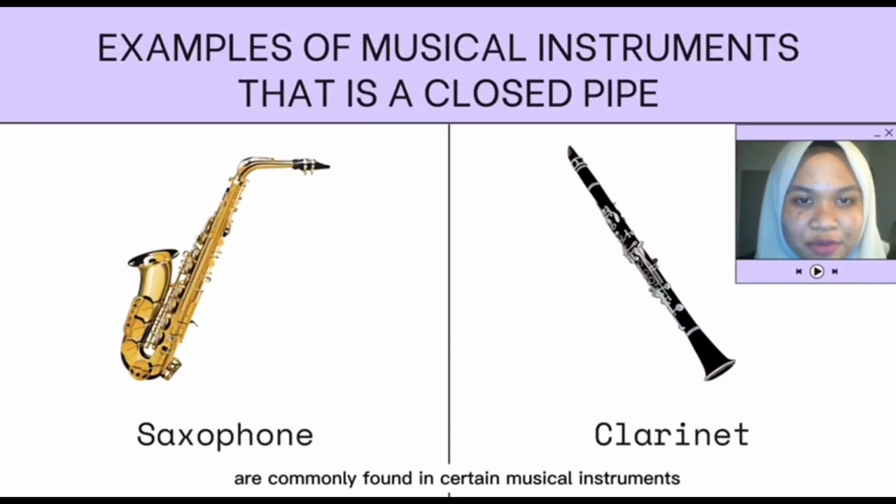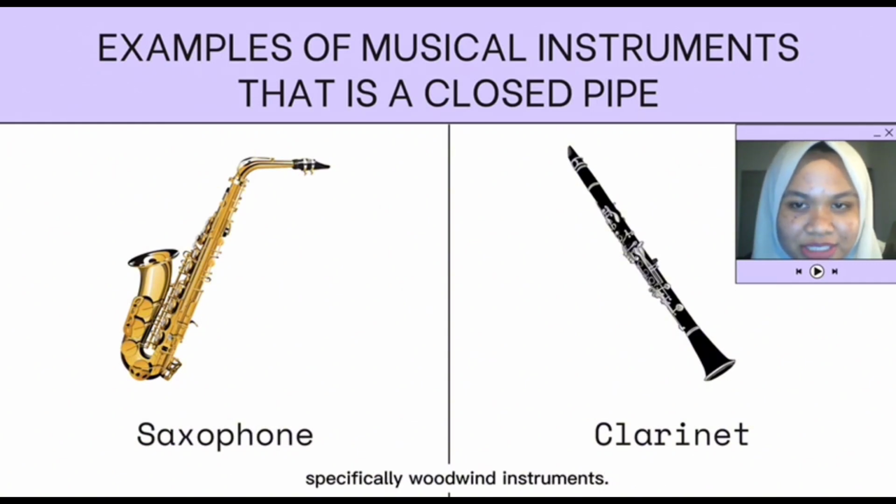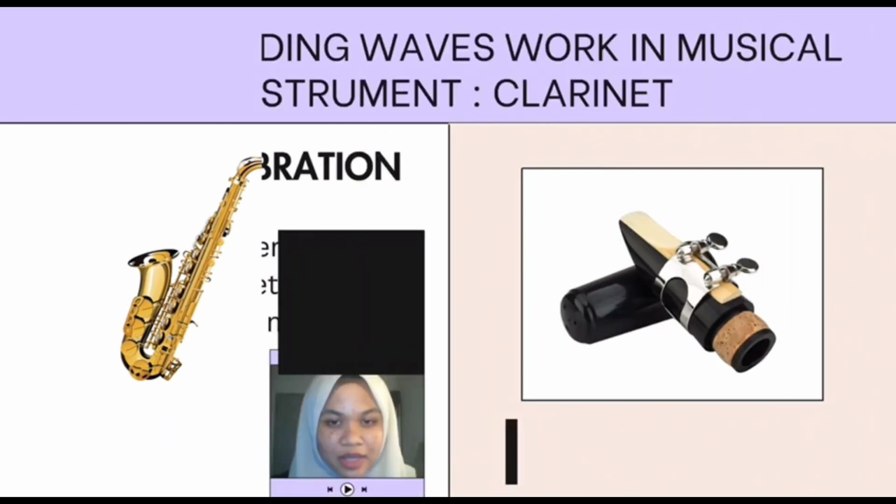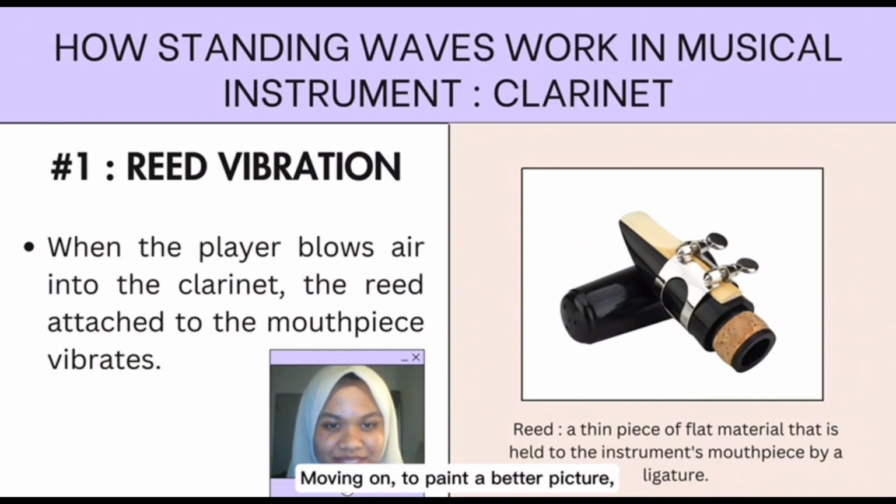Closed pipes are commonly found in certain musical instruments, specifically woodwind instruments. Some of them are the saxophone and also the clarinet. Moving on to paint a better picture, let's talk about how standing waves work in the clarinet. The first point is reed vibration.